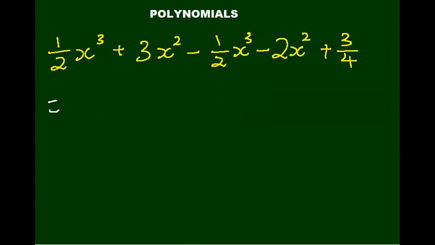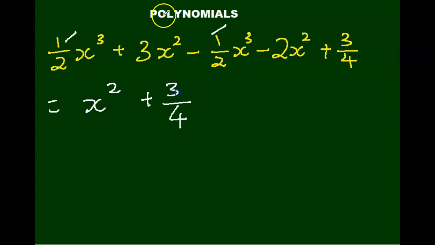What if I were to do subtraction? The idea is pretty much the same thing, except now instead of adding our like terms, we're going to subtract our like terms. So again, we'll look for our highest exponent. It's our x cubed. Half x cubed minus half x cubed gives us a 0. So these two cancel out. 3x squared minus 2x squared leaves me with 1x squared.